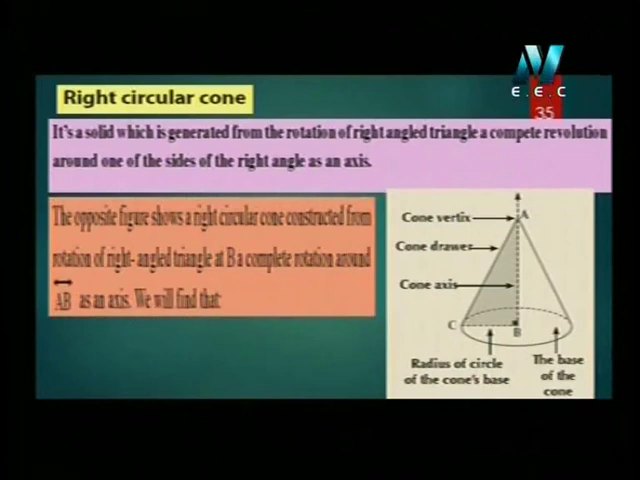We have cone vertex A, cone drawer, which is AC, cone axis, which is AB, and the base, which is the circle. Radius of the circle equals CB. The opposite figure shows a right circular cone constructed from rotation of right angled triangle at B, a complete rotation around AB as an axis.